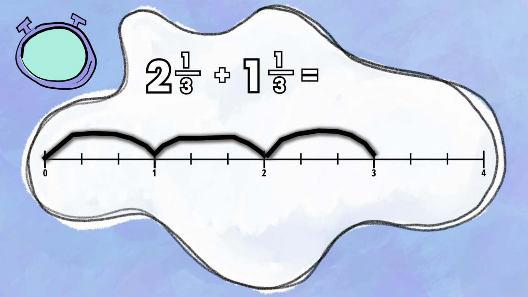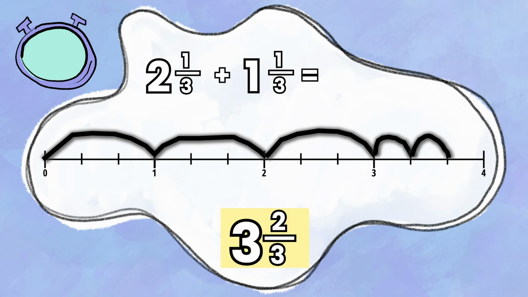Time to add the fractions. I'm going to make a 1/3 jump, and then another 1/3 jump. What did we land on? Our answer is what we landed on, which is 3 and 2/3. All right, let's try another one.